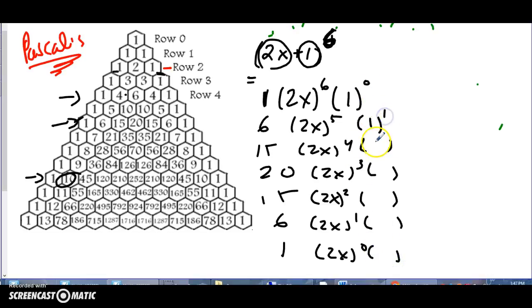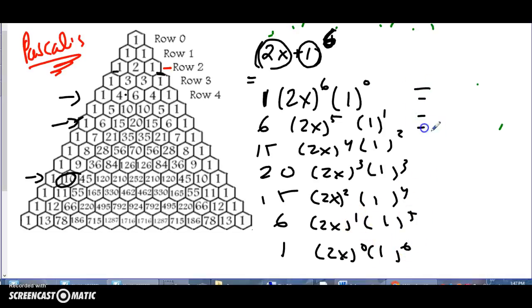1 to the 1, 1 to the 2, 1 to the 3, 1 to the 4, 1 to the 5, and 1 to the 6. You know you've done this right when, one way to check your work here, make sure that these are right, is if you add the exponents here, they add up to 6. 6 and 0 is 6, 5 and 1 is 6, 4 and 2 is 6, 3 and 3 is 6, 2 and 4 is 6, 1 and 5 is 6, 0 and 6 is 6.